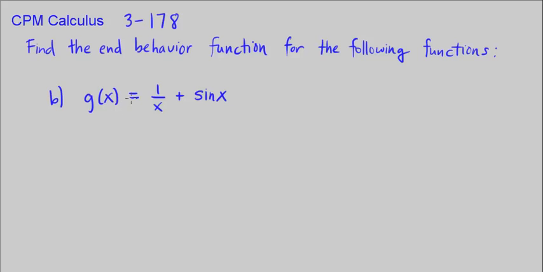Part B, we're given g of x is equal to 1 over x plus sine of x. Well, again, we're not looking for the end behavior because we know what happens if we plug in infinity and negative infinity. We want the end behavior function. Okay, so what is that going to look like? Well, we kind of do the same thing. As x approaches infinity, what happens to g of x? g of x approaches, well, 1 divided by infinity we know is 0, plus, well, sine of x we know is just oscillating forever and ever and ever.